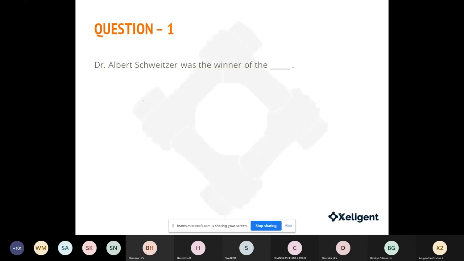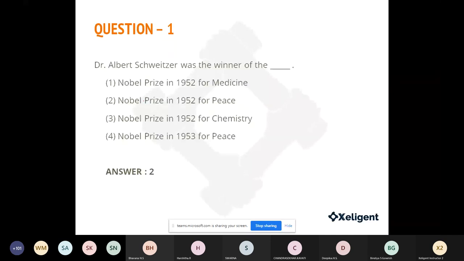It is option 2. He is the Nobel Prize winner for peace in the year 1952. You can see that in the passage, right? I have underlined and shown it to you.